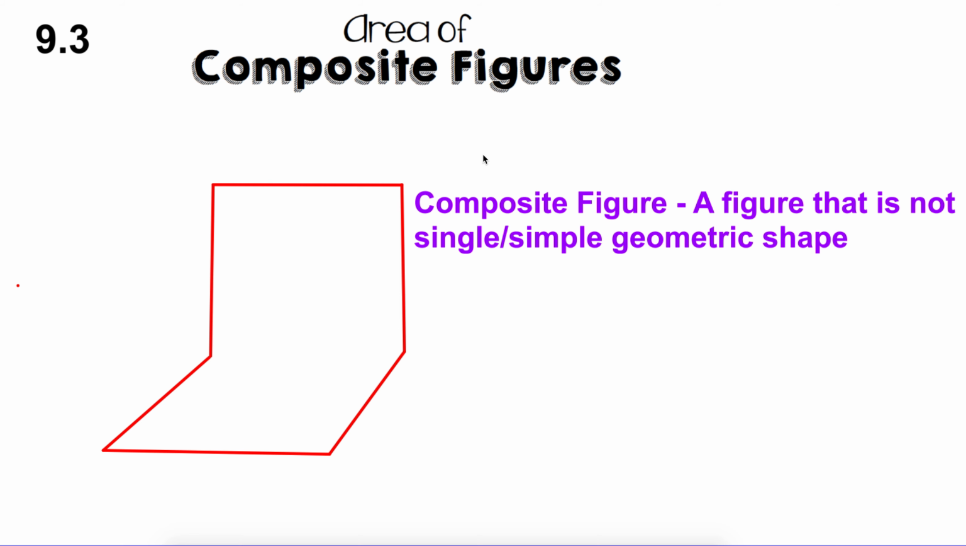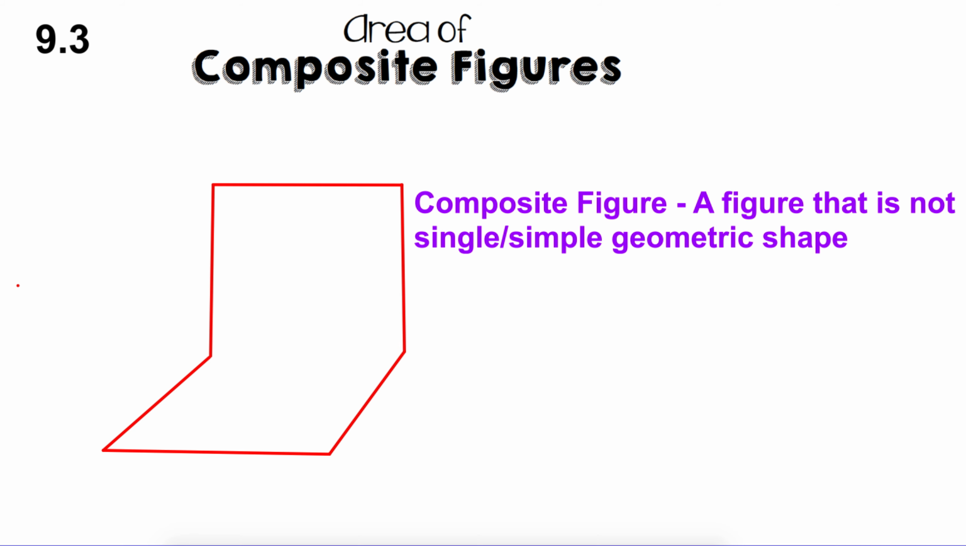So, the big thing today, guys, is if you have not watched the video for area of a circle, please do so, and then you can go on to this one. But composite figures. A composite figure, you guys, is a shape that's not a shape. So, it's a figure that is not a single, simple geometric shape.